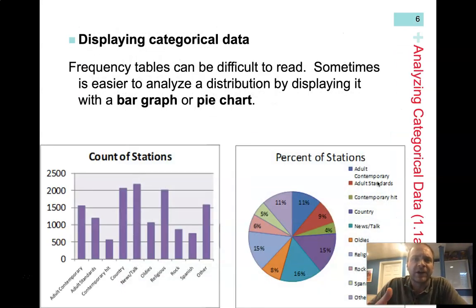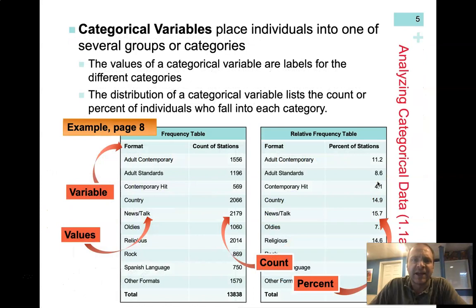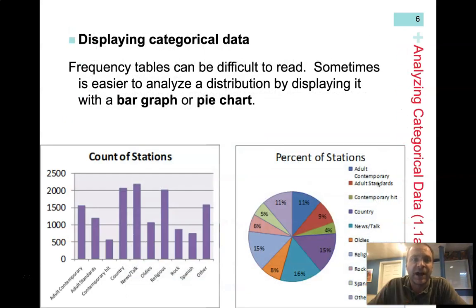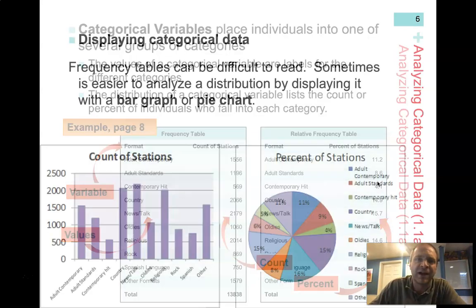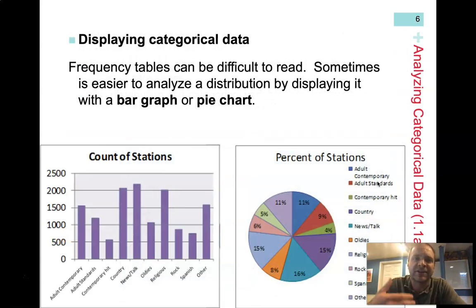Now, when you display categorical data, we looked at it as a table. Now we can look at it as different graphs. So frequency tables can be difficult to read when you're looking at comparison. When I look at these numbers, I can just see numbers or I can just see percents, and I can't compare them too much. I can see, oh, this number's higher, this number's lower. But what does that mean? So if I look at them visually, it's sometimes easier to analyze the data or the distribution that you're being given. And with categorical, it's pretty easy to look at it with the bar graph or a pie chart.